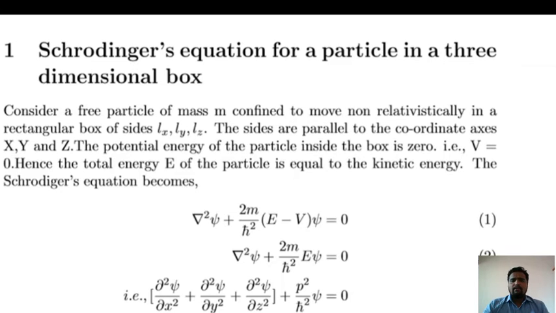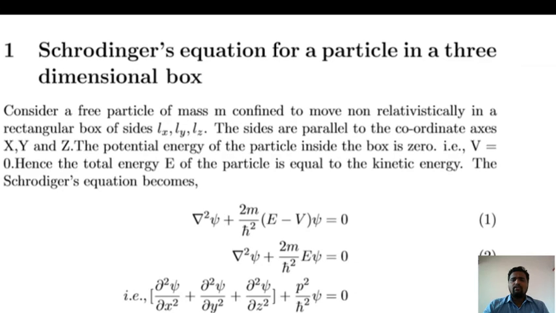Let us consider a free particle of mass m confined to move non-relativistically in a rectangular box of sides Lx, Ly, Lz. The sides are parallel to the coordinate axes x, y and z. The potential energy of the particle inside the box is 0, that is V equal to 0 inside the box. Hence, the total energy E of the particle is equal to its kinetic energy.